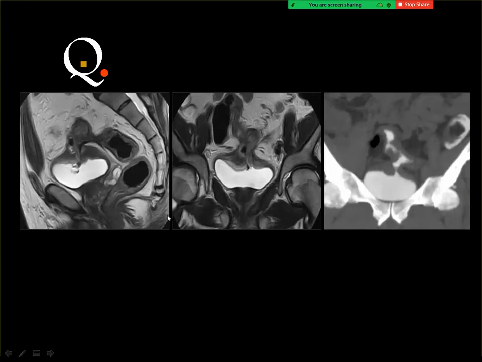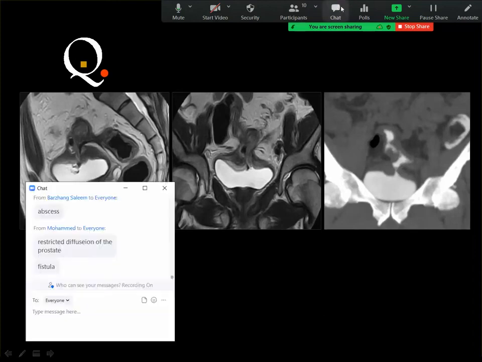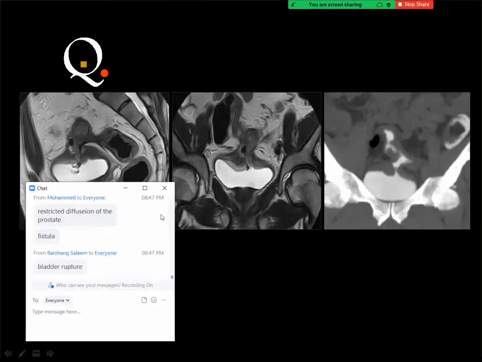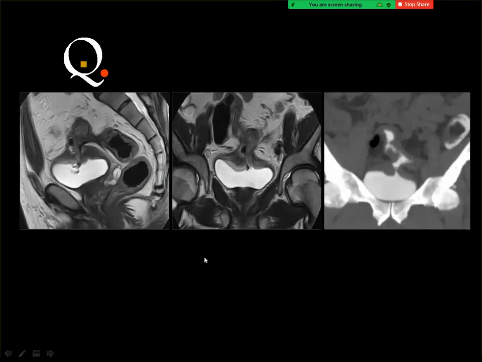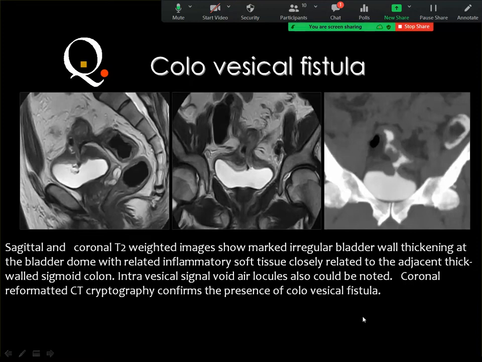These are images from the pelvis, CT coronal reconstruction after injection of contrast inside the urinary bladder. And these are sagittal and coronal T2 weighted images of the pelvis. Yes, and this is a fistula, not a bladder rupture, but there is direct communication between the urinary bladder and the colon. When we injected contrast material, it goes through the fistula tract into the adjacent part of the sigmoid colon, and this is a colovesical fistula.